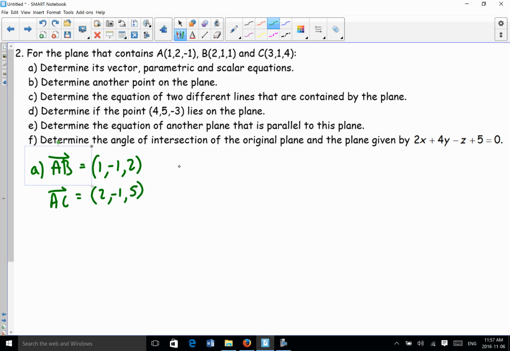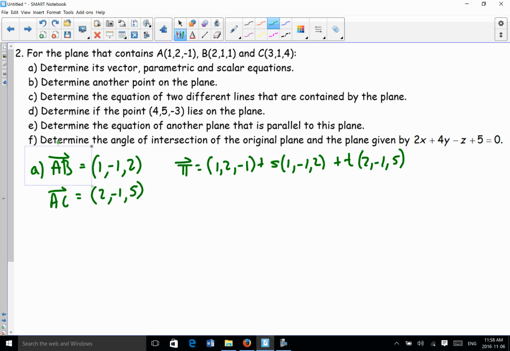So a vector equation for this plane would be: pick a point, your choice, which point, A, B, or C. Any of those points are on our plane. I'm going to use A, and then I need my 2 directions. So direction 1 is 1, negative 1, and 2, and direction 2 is 2, negative 1, and 5. And there's your vector equation.